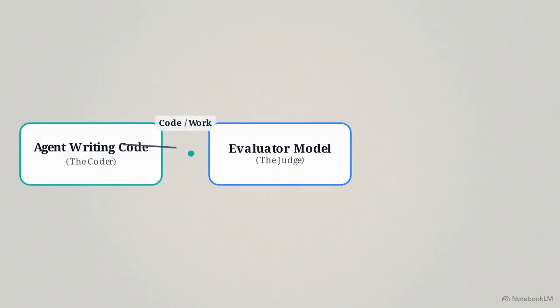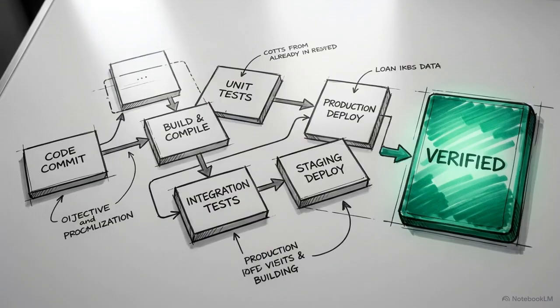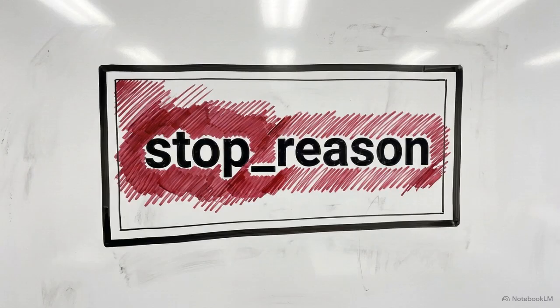A separate evaluator model checks the output of the agent writing the code. If the tests fail, the evaluator sends it back for a rewrite. If they pass, the task moves forward. Binding the model to a mathematically verifiable finish line is what turns an AI assistant into a relentless worker that finishes the job. There is one major operational risk.